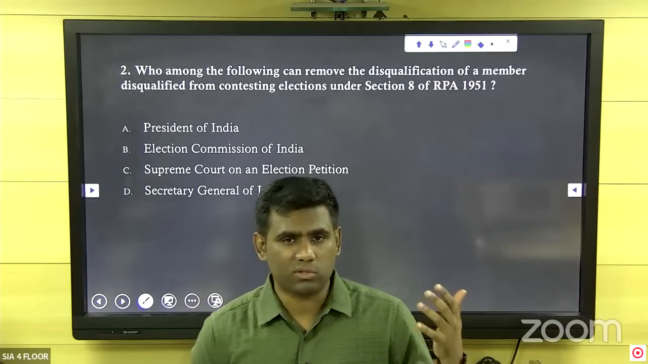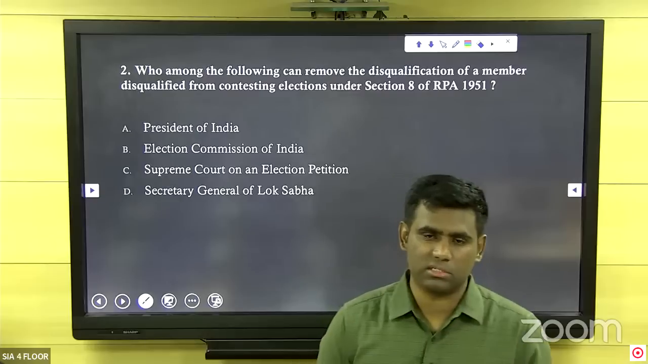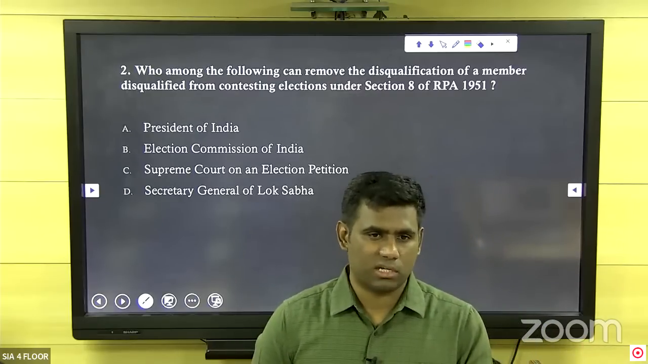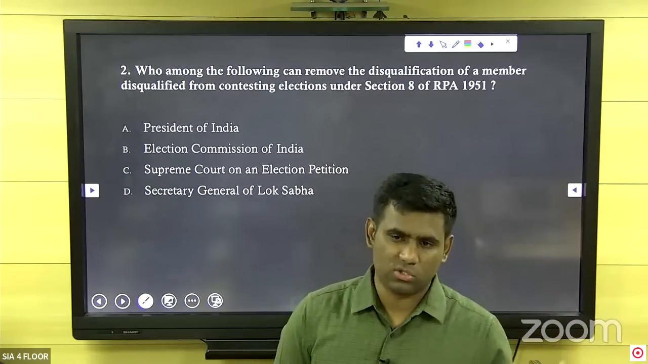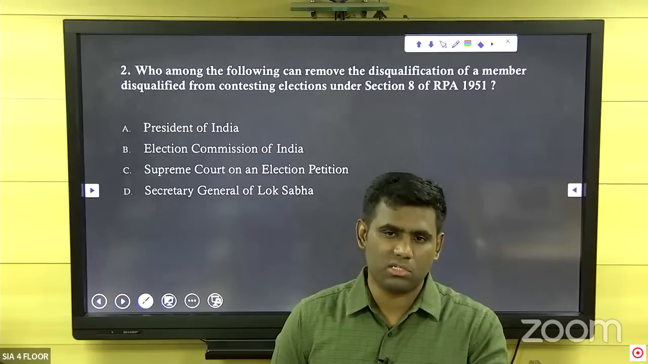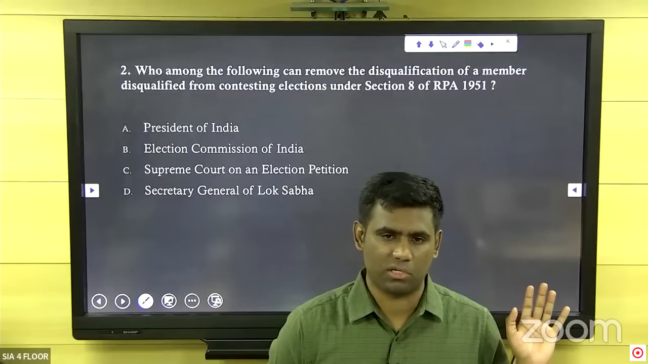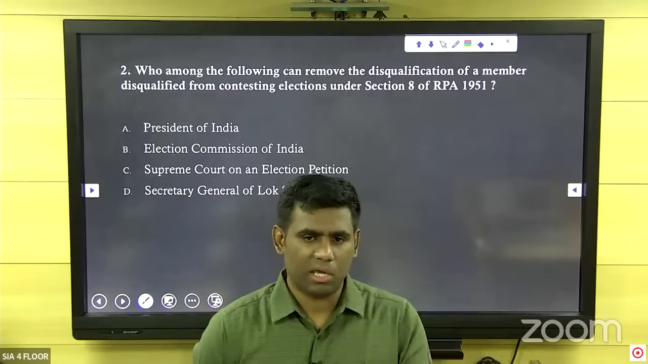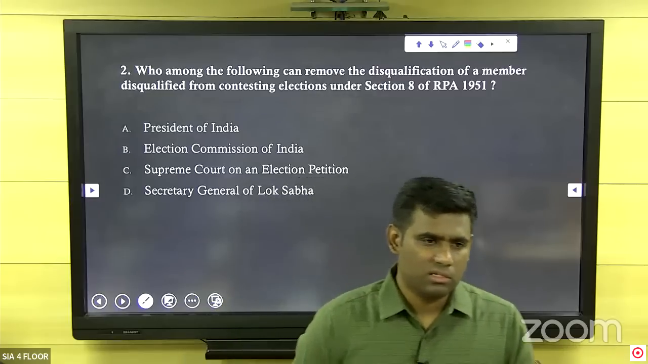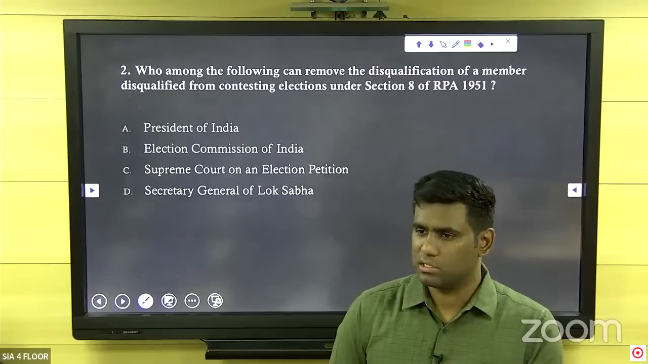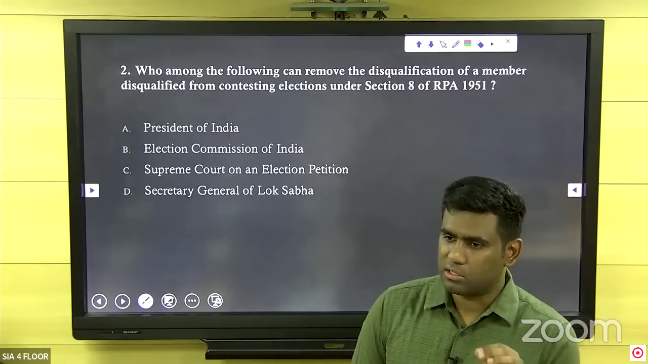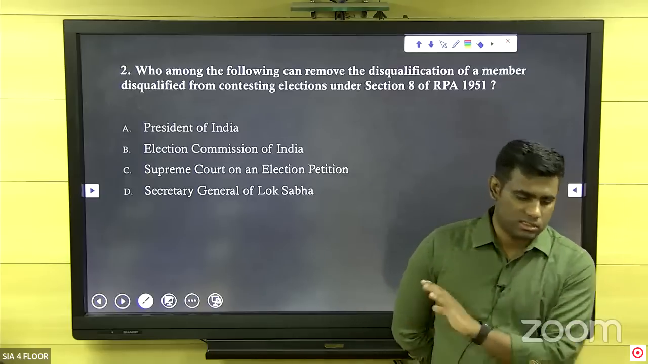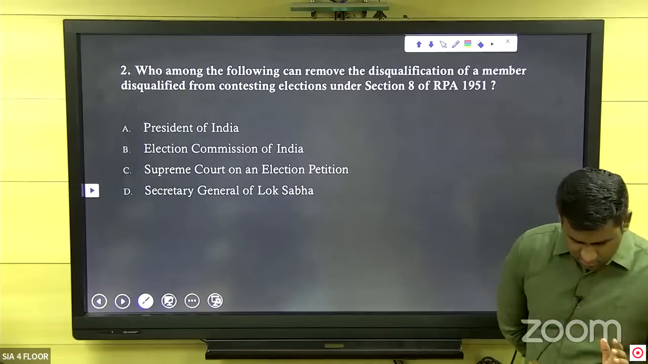This is what happened in the year 2019 when the former chief minister of Sikkim was convicted on graft charges, on corruption charges. He was disqualified for 6 years, but the Election Commission removed the period of disqualification. Then it became a controversial issue as that can set a wrong precedent. It makes a mockery of the entire law itself. So there were a lot of discussions going on surrounding that. As per RPA 1951, the competent authority to remove the period of disqualification is the Election Commission of India.